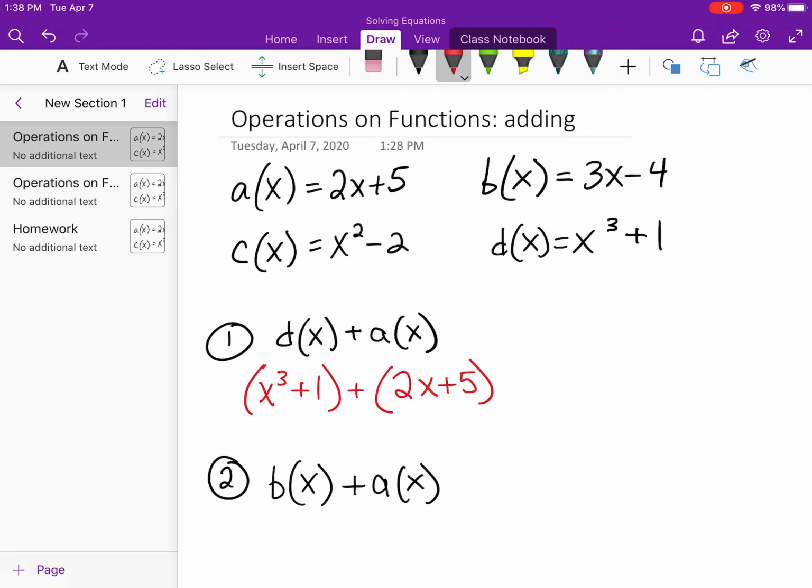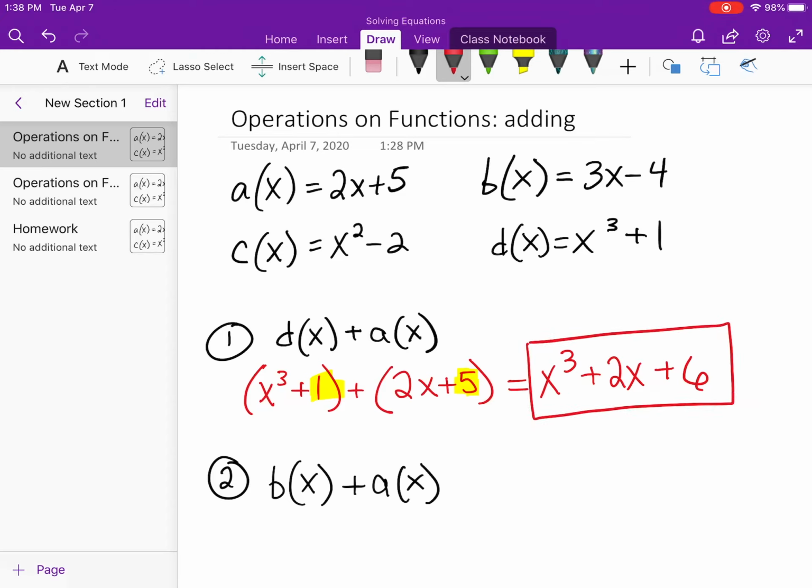Now, the only thing I have left to do is combine like terms if I can. Just a reminder that a like term is anything with the same exact variable to the same exact degree. I have an x to the third, and I also have a plain x. Those don't have the same degree, so I can't add those. But I can add the 1 and the 5. I want to write my answer in standard form. We start out with the highest exponent, so x to the third, and then plus 2x. Then we add the 1 and the 5 together, which makes 6. So x to the third plus 2x plus 6, that's the answer.